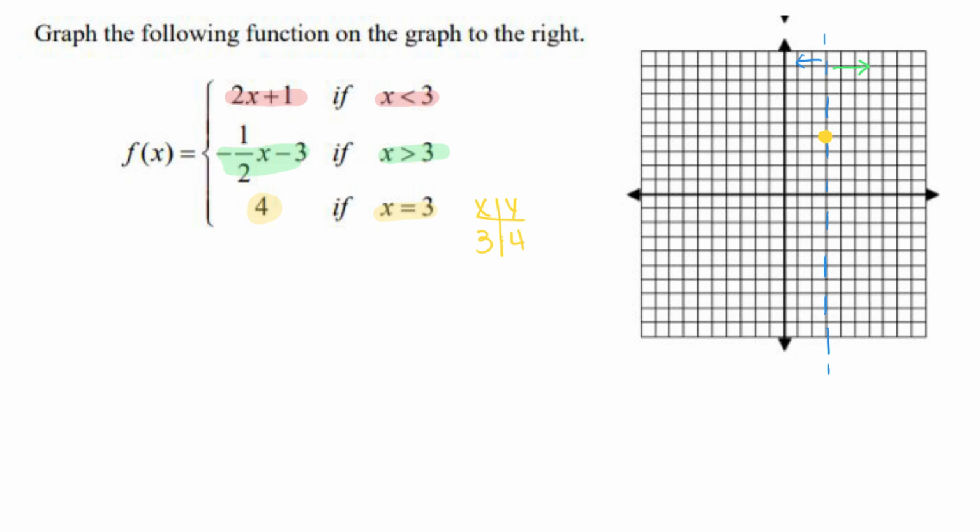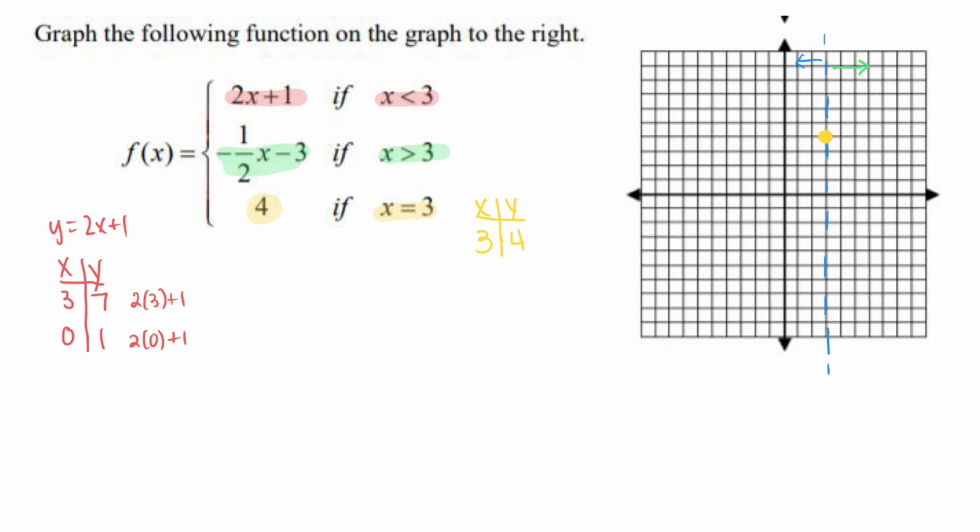Okay, let's look at the red line. So I'm going to go ahead and make a table for that red line. So this is y equals 2x plus 1. And we're using this for any x value that's less than 3. So we're going to use 3, but we're also going to use a value less than 3. Let's put 0. So 2 times 3 plus 1, that would be 7. 2 times 0 plus 1, that would be 1.